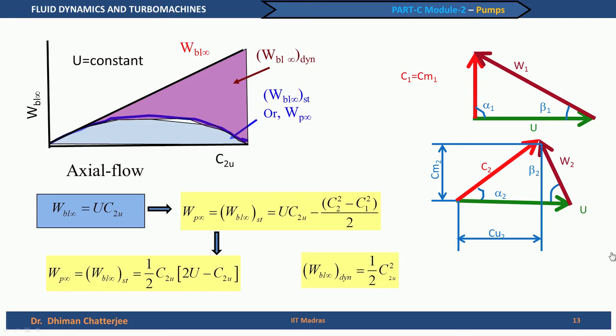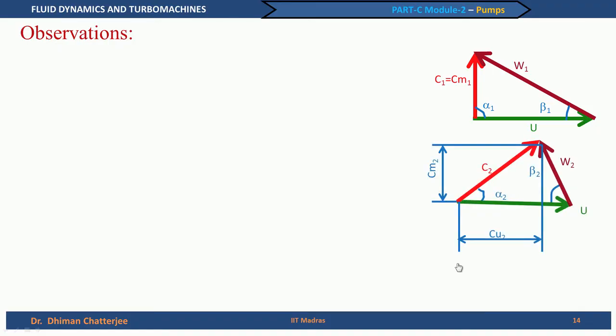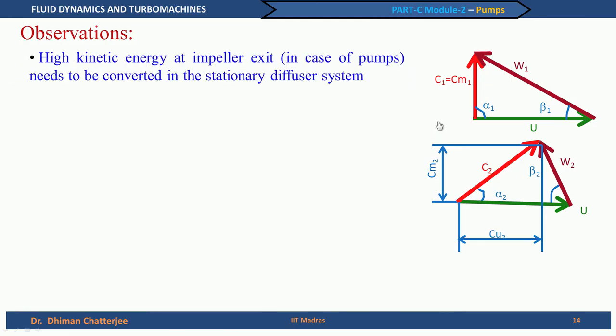So, what we see is, if we increase blade outlet angle beta 2, then we increase C 2 u, and if we increase C 2 u further and further, a point will come when there is no pressure change. Is it good? Is it desirable? Though your W b L infinity has increased, the answer is no. Why is it no? We will explore now. To go into that, we say that high kinetic energy at the impeller exit, in case of pumps, needs to be converted in the stationary diffuser system.